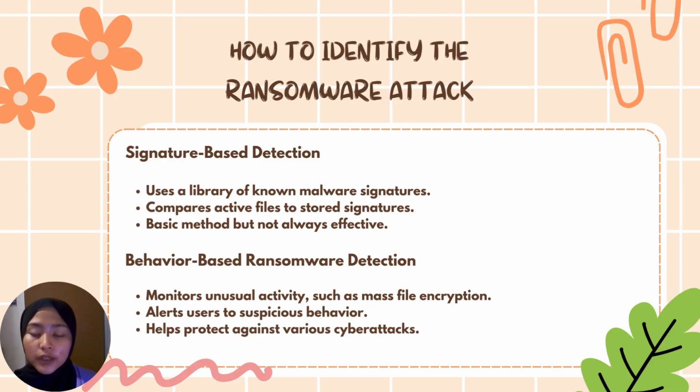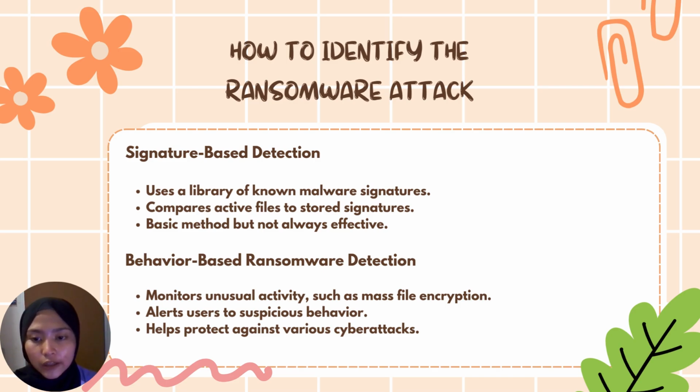But here's the problem. If the malware is new and not in the library, the system won't recognize it. That's why this method isn't always effective against new or modified viruses. The second one is behavior-based ransomware detection. It works by monitoring unusual activities in the system. For example, if a large number of files suddenly get encrypted, the system detects this as suspicious behavior. When something unusual happens, the system alerts the user so they can take action before the ransomware spreads.